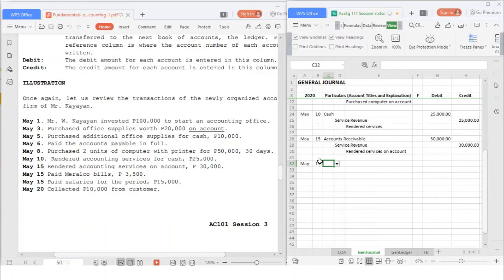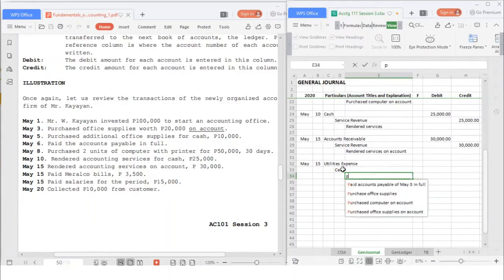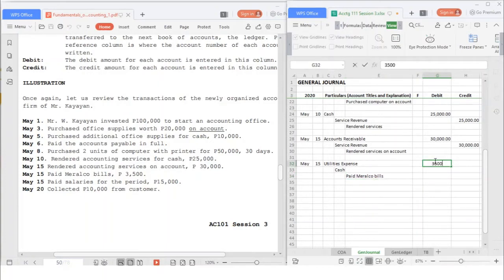And then, what other account is affected? Of course, since you paid, the affected account is your cash. So, what happened is your expense increased and your asset, or your cash, decreased. The increase in your expense is a debit, and then the decrease in your cash is a credit. Meralco bills, the amount is 3,500.